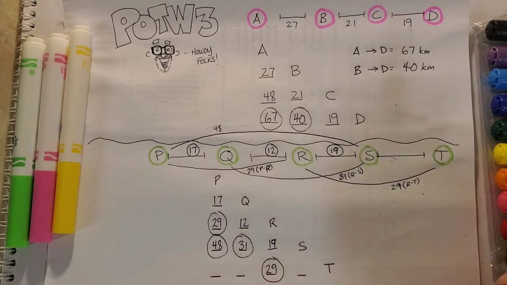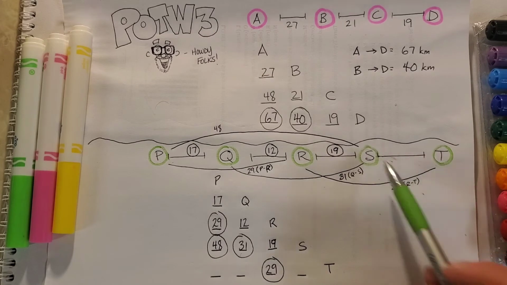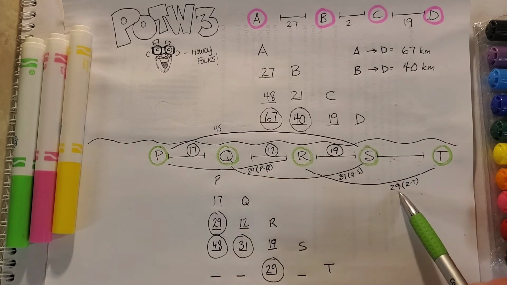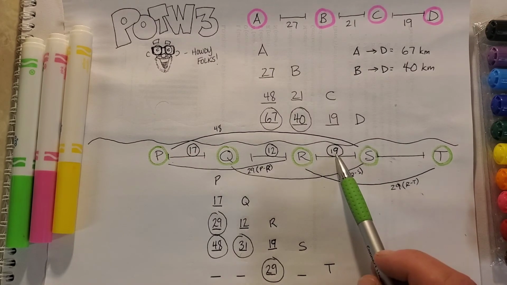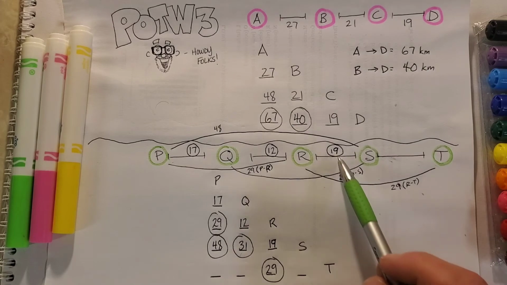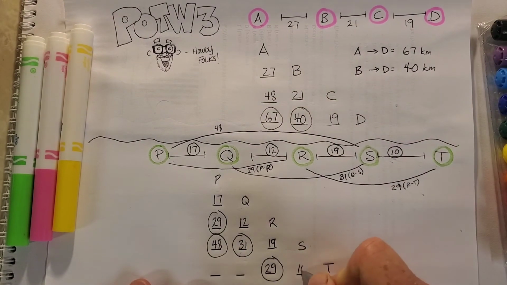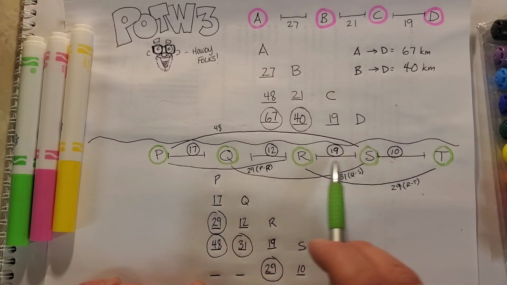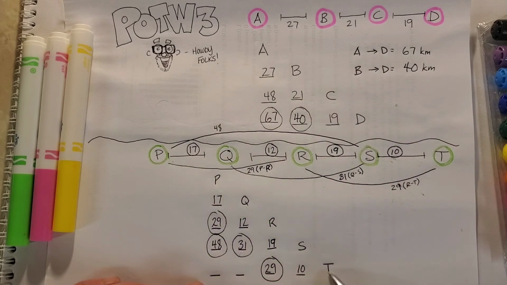All right, and I'm going to follow that exact same strategy again to find the distance between S and T. I know the whole thing is 29. I know part of the whole thing, R to S, is 19. So 29 minus 19 leaves me with 10. Now that I have all of the individual distances, it's going to be pretty easy solving the rest.